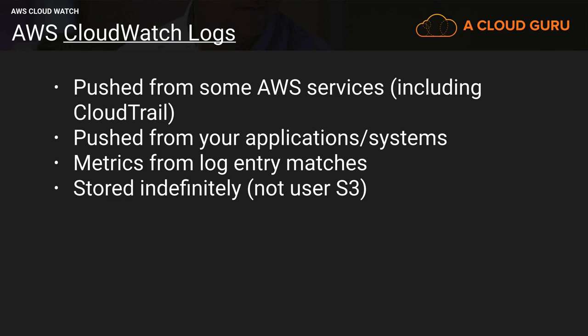So like I just said, if you want to see your HTTP response codes from Apache, you could go through and search for that metric. And it's stored indefinitely. It's not actually even stored in an S3 bucket like we saw with CloudTrail. It's stored within CloudWatch Logs. Now, probably behind the scenes, it's using S3, but we don't know that for sure. So that's what CloudWatch Logs is. Let's go have a look at it in the console.